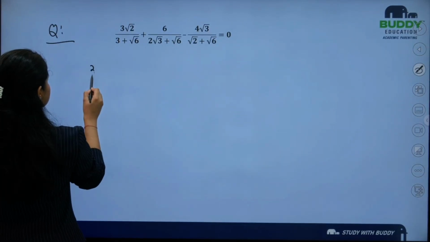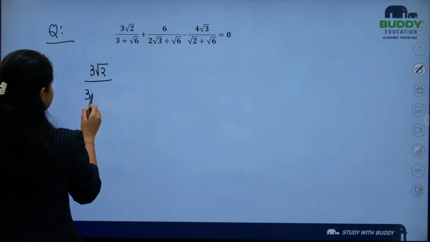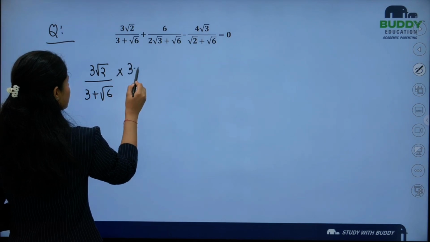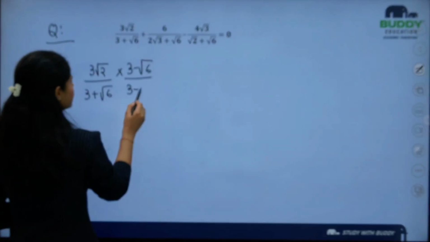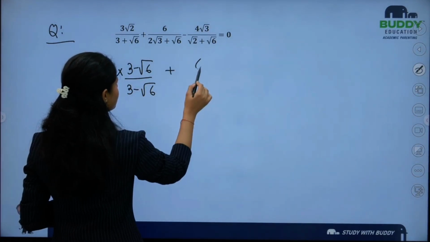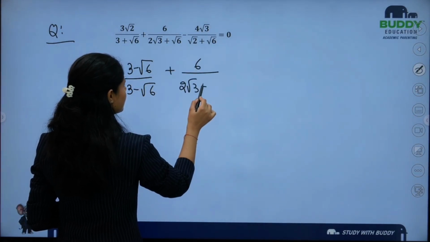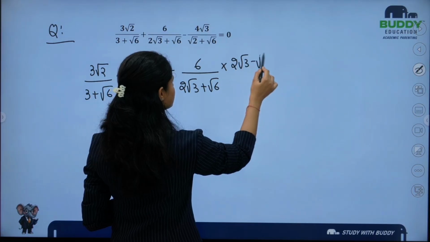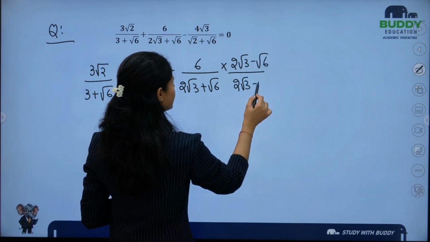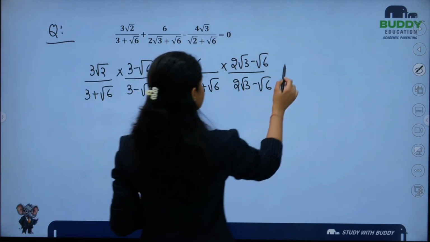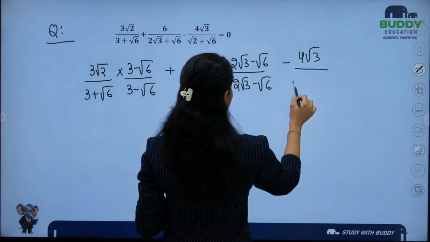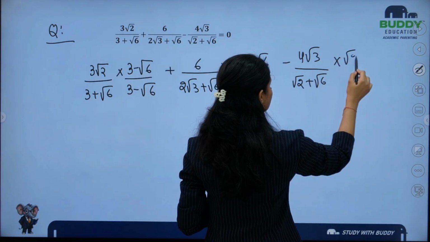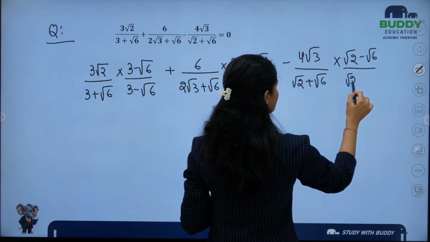All right, so this will be 3 root 2 over 3 plus root 6, the first portion. So I am going to rationalize this. Once you rationalize, this will be multiplied by 3 minus root 6 divided by 3 minus root 6. For the second part, we'll use the same process, and we will multiply it by 2 root 3 minus root 6 divided by 2 root 3 minus root 6. And then the last part is 4 root 3 divided by root 2 plus root 6, so its rationalization factor will be root 2 minus root 6 divided by root 2 minus root 6.